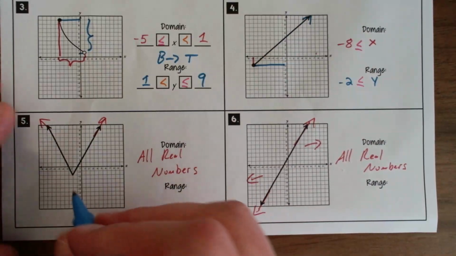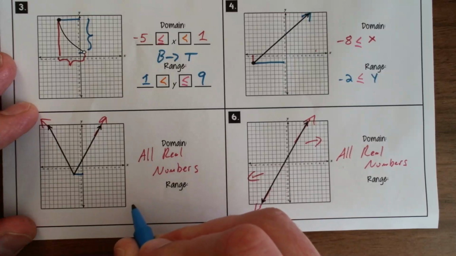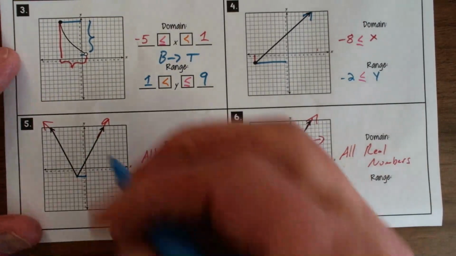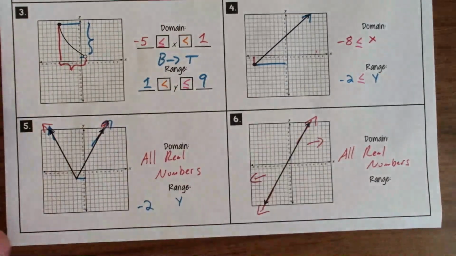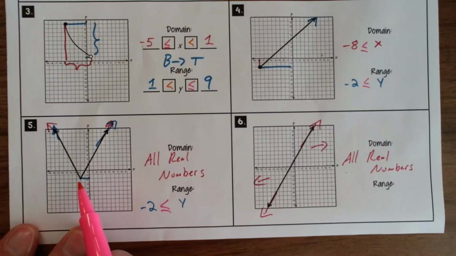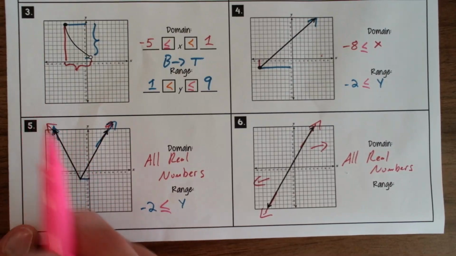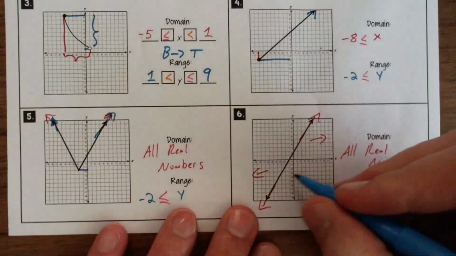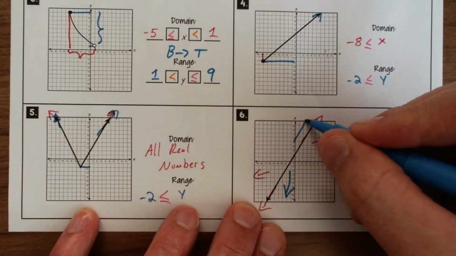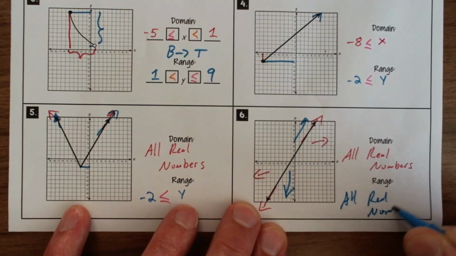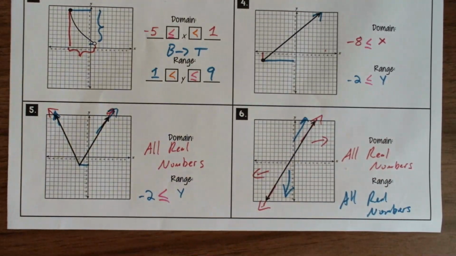Here, number 5, my range right here is -2. That's my lowest value. But again, these arrows are going up forever. So unlike my domain, I do have a minimum value. It's -2, but I don't have a maximum value because it goes up forever. And on this linear function number 6, this is going down forever. This part is going up forever. So my range is all real numbers. And that's our notes for domain and range of continuous functions.